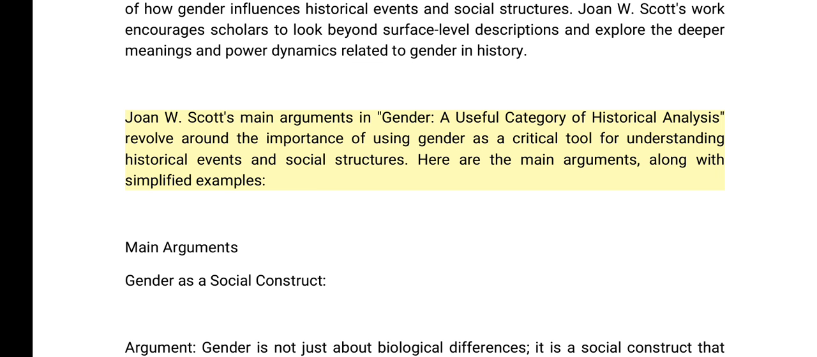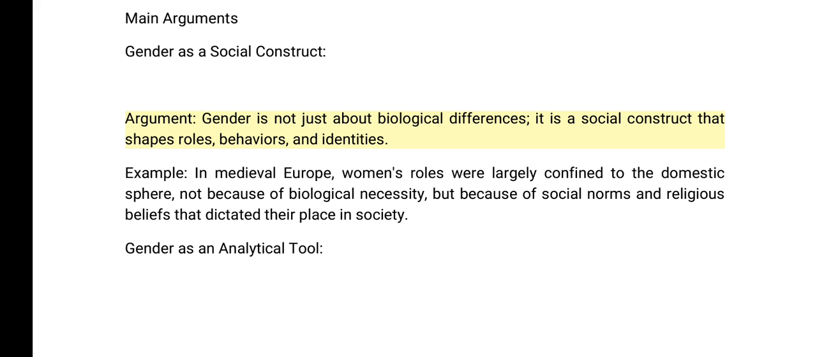Joan W. Scott's main arguments in "Gender, a Useful Category of Historical Analysis" revolve around the importance of using gender as a critical tool for understanding historical events and social structures. Here are the main arguments, along with simplified examples. Main arguments. Gender as a social construct. Argument: gender is not just about biological differences, it is a social construct that shapes roles, behaviors, and identities.